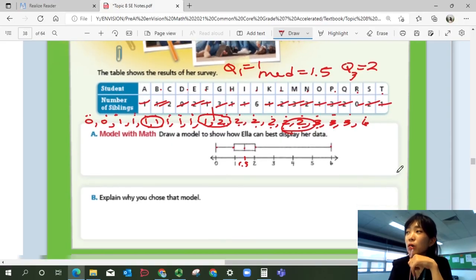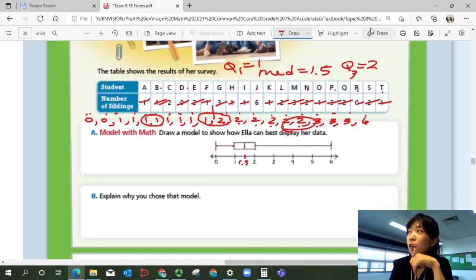Explain why you chose that model. Why did we choose a box plot? Because the box plot is a good visual representation to see at a glance the number of siblings, where it's concentrated between 1 and 2. We want to see where most of the data are. If you look at dot plots, there may be different clusters. It might be a good visual representation to make an overview of it.